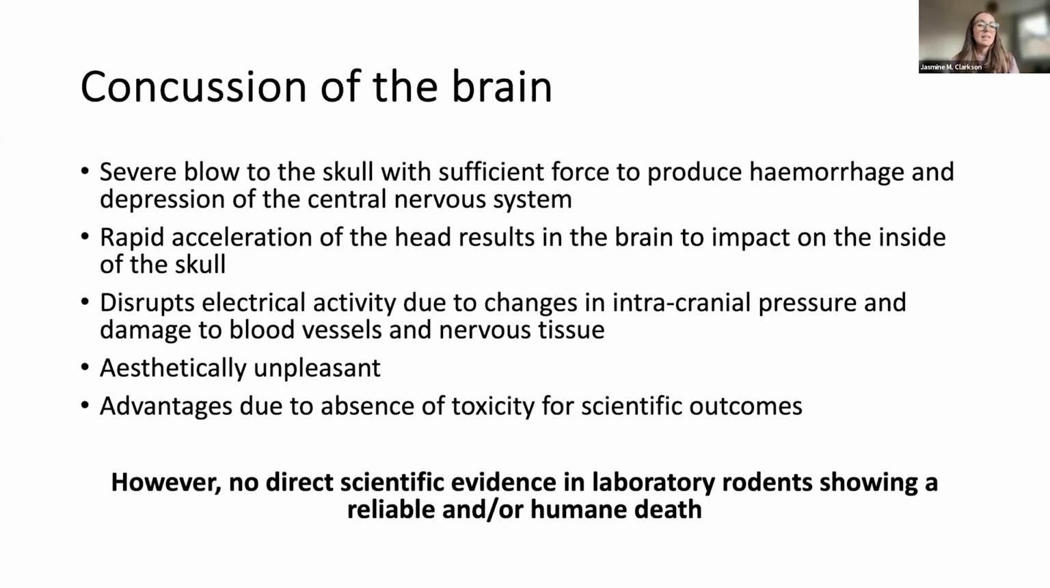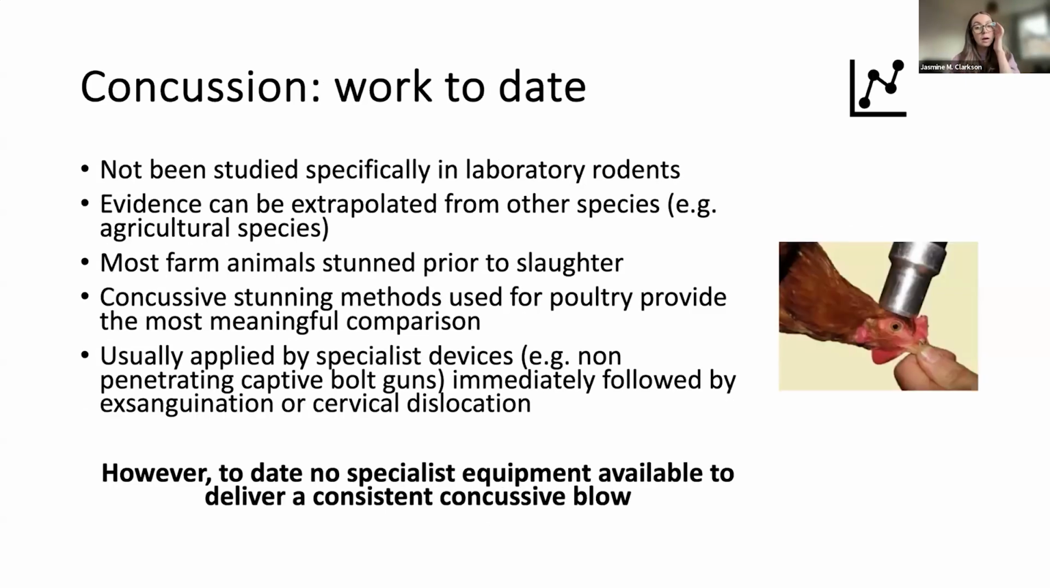So I've kind of given away the game here already, my next slide, but at the moment there's no direct scientific evidence in laboratory rodents showing a reliable or humane death for the method of concussion of the brain. So I'm quite surprised that it's not really been studied specifically in laboratory rodents, and therefore when we consider its ability to be humane, the more sensible approach is to look at evidence to extrapolate from other species, such as agricultural species. Obviously, most farm animals are stunned prior to slaughter, especially poultry, for example, and therefore they probably provide the most meaningful comparison when we're thinking about laboratory rodents.